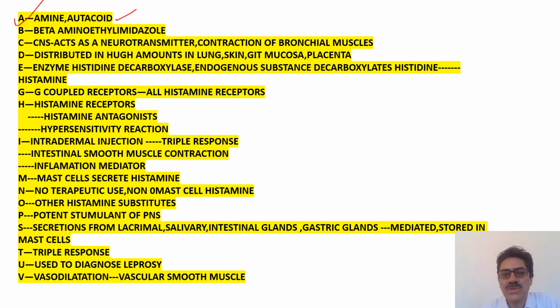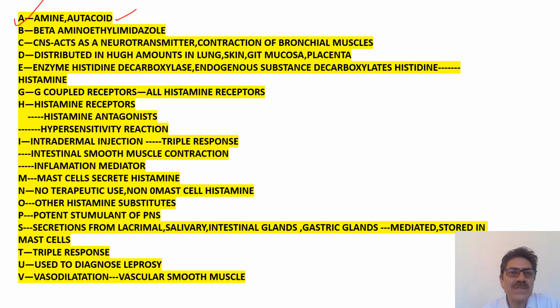Autacoid means those substances which are produced within the body at certain tissues. They are also referred to as local hormones. They differ from endocrine hormones in that they do not put their secretion directly into the bloodstream. So they have a local action only, an action which lasts for a short duration only. That is why they are called local hormones. So it is an autacoid.